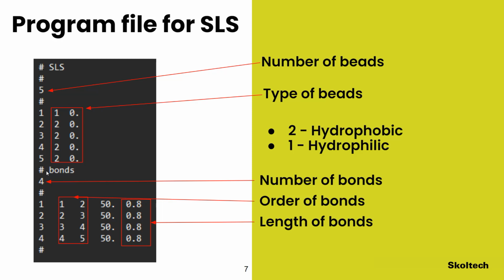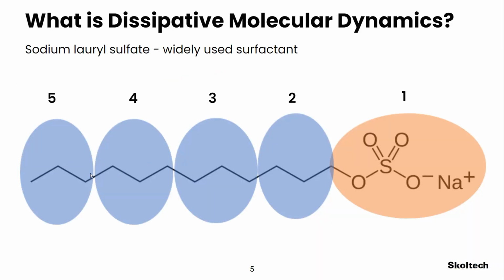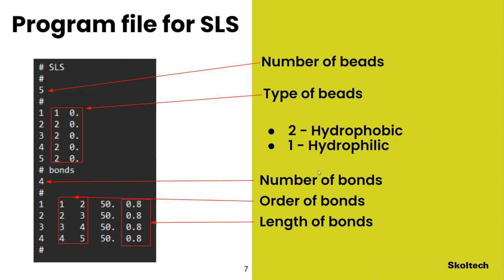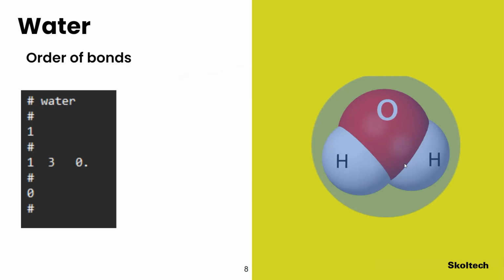Number of bonds in our lauryl sulfate, it's bonds between the particles, so it's 1, 2, 3, 4. 4 bonds, and the order of bonds, so the first is connected with the second, the second is connected to the third, the third with the fifth. And here is the length of the bonds. So here you can see that water is just a single bead with the type number 3.